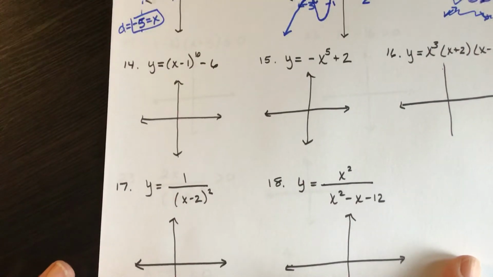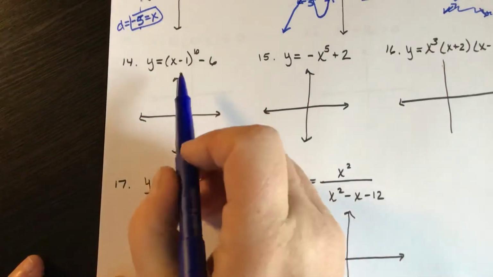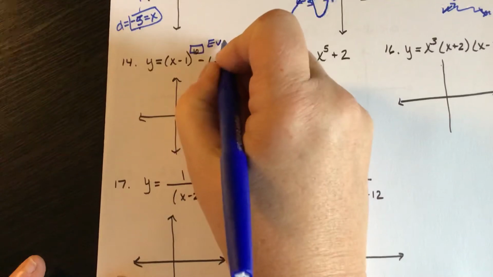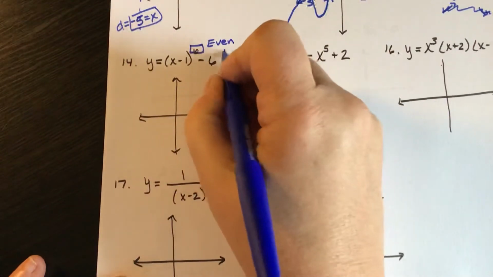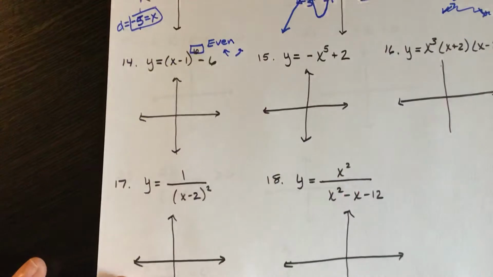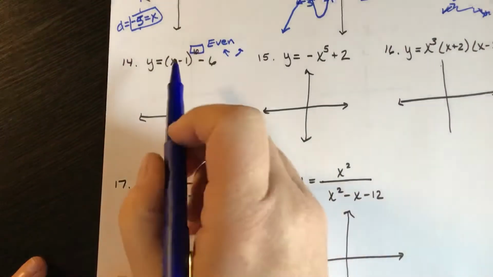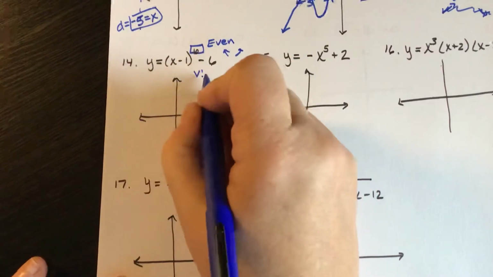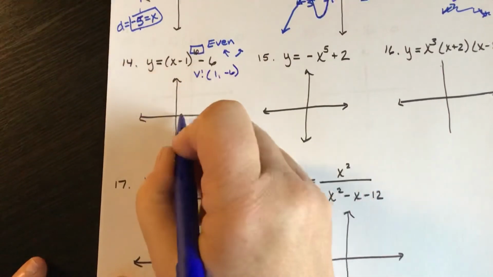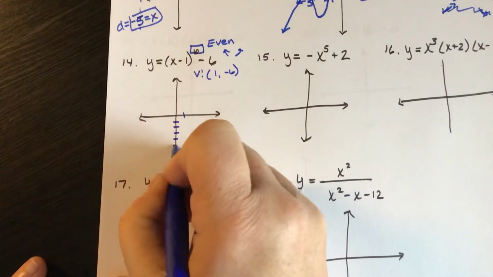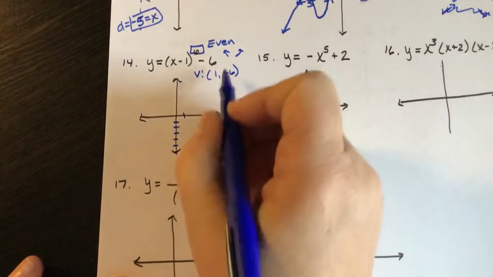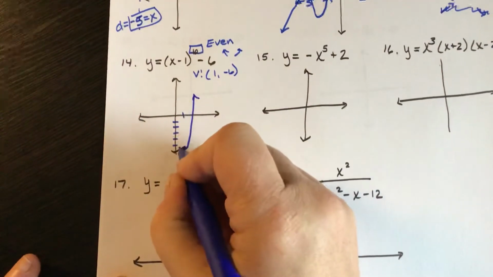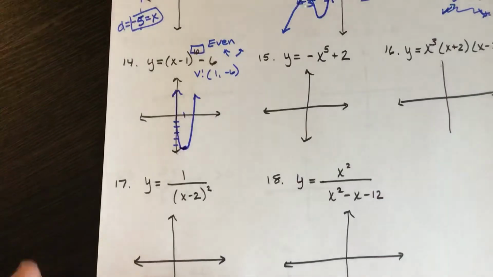Number 14, this is a power function, and because my degree is even, 10 is even, I'm going to have something that has a parabolic shape. And my vertex is going to be at 1, -6. So here's 1, 2, 3, 4, 5, 6, -6. And because this is positive, it's going to kind of go upward very fast. And that's what that looks like.